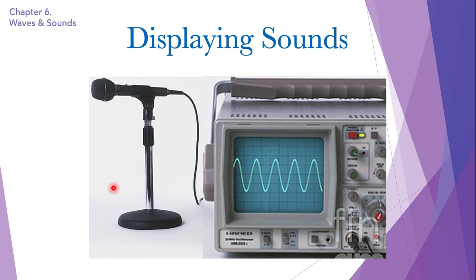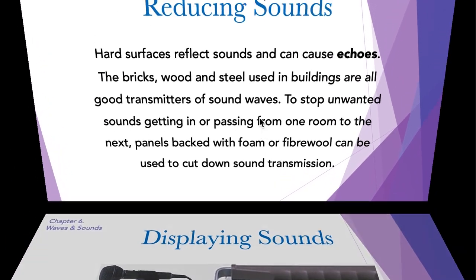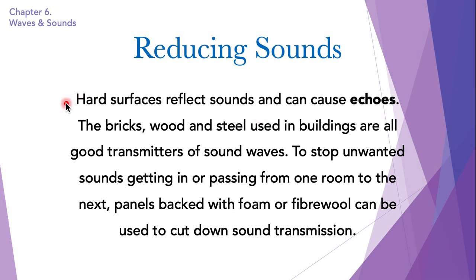So now that we've understood this oscilloscope and how we display sounds using microphones and oscilloscope, we're going to move ahead on to understanding reducing sounds. Hard surfaces reflect sounds and can cause echoes. In large rooms and halls, the soft materials in curtains, carpets, and padded furniture help reduce the problem by absorbing the energy in sound waves.